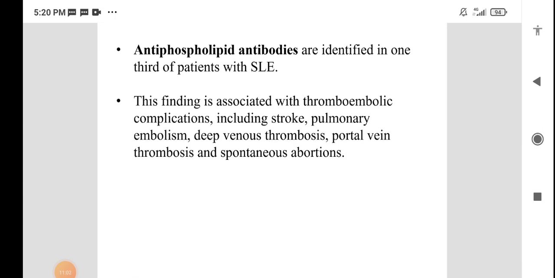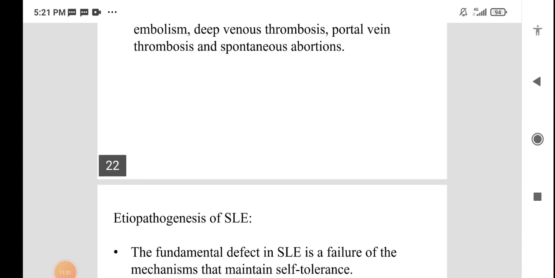Coming to antiphospholipid antibodies. This in itself is a 3 marks question, remember. Antiphospholipid antibodies are identified in 1/3 of patients with SLE. So very common. This finding is associated with thromboembolic complications including stroke, pulmonary embolism, deep venous thrombosis, portal vein thrombosis and spontaneous abortions.